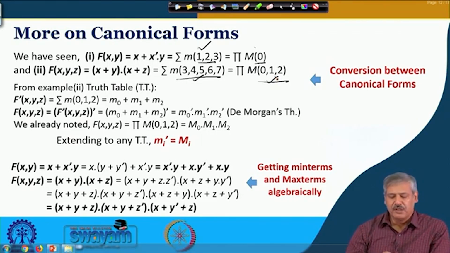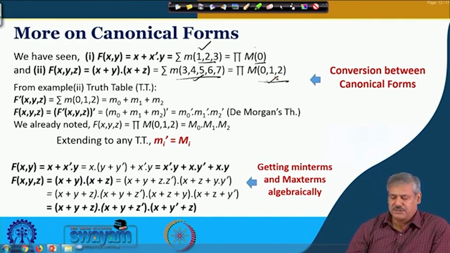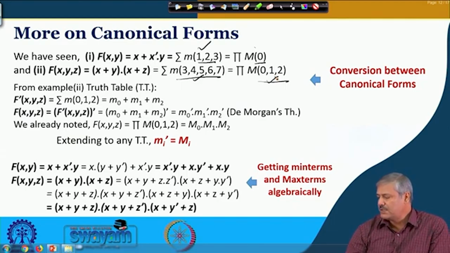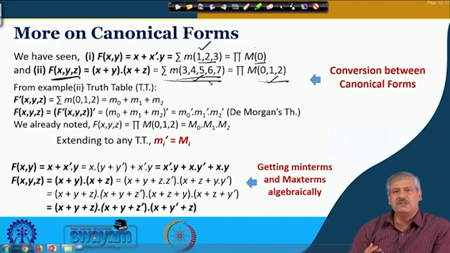Okay. The other important thing that we can observe from the discussion so far is, in the second example, the f of x, y, z, the min terms were 3, 4, 5, 6, 7. So, if you take the complement of x, y, z, whatever we had, wherever 0 was there, 1 will be present, and wherever 1 was there, 0 will be present. Okay.